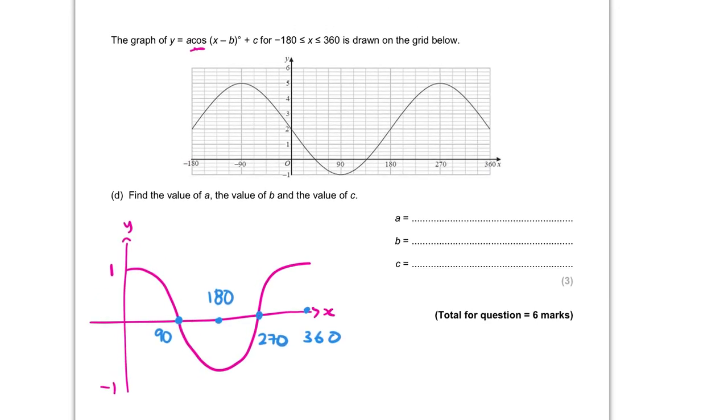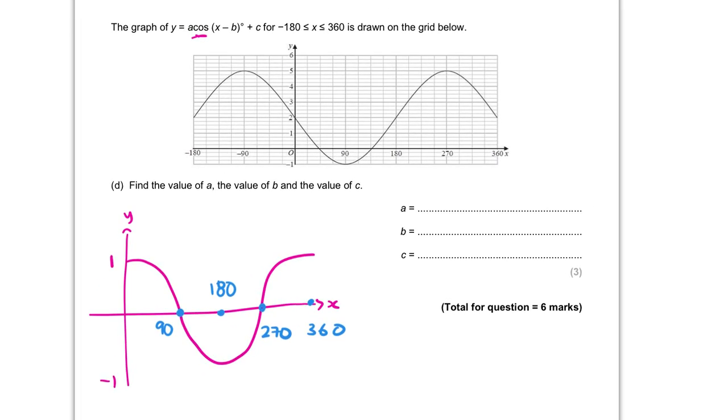I need to now know, how do I get from there to the original one? Well, first things first, I want to know what's happened to the graph. When I look at this, remember we have to do it in a set of steps. What's happened to this graph? What's happened to it first? Inside the bracket. Who does it affect? X. So what have I done to all my x coordinates? I've added b.